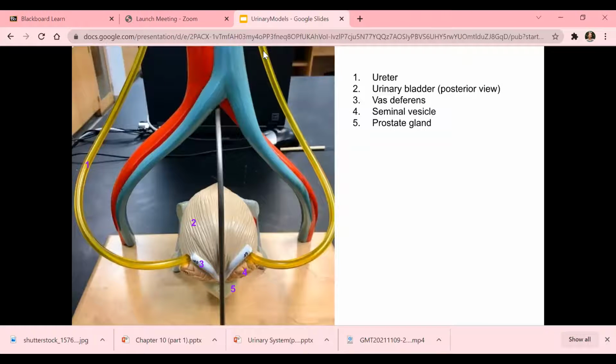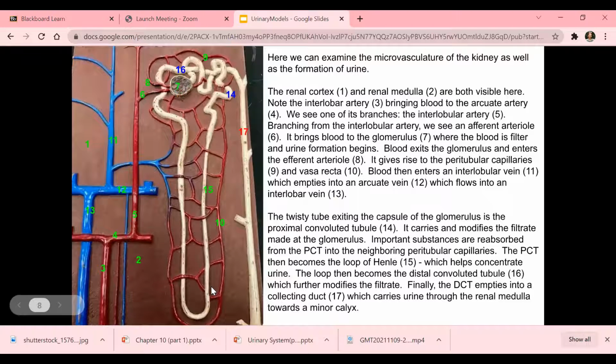The other part of the previous model, these two yellow tubes are the ureters, and as you see here, they come to the urinary bladder, but on the posterior wall. Number 2 is the bladder. On the back of bladder in male reproductive system, we have number 3, which are the vas deferens. Number 4 are the paired seminal vesicle, and number 5 is the prostate gland.